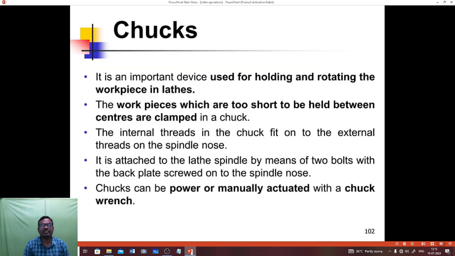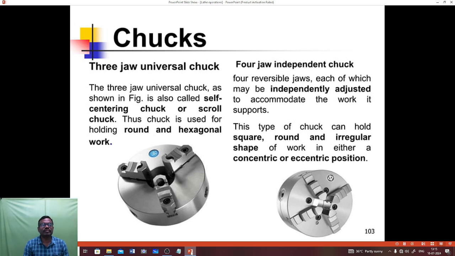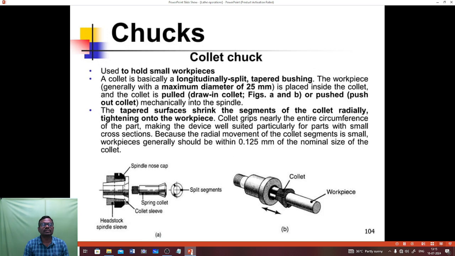Chuck is an important device used for holding and rotating the workpiece in lathes. The workpieces which are too short to be held between centers are clamped in a chuck. A chuck may be divided as 3-jaw chuck or 4-jaw chuck depending upon the number of jaws used for holding the workpiece.